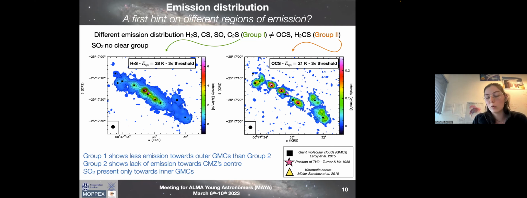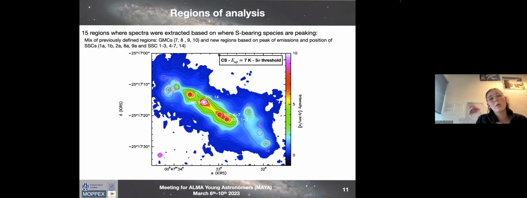So the next step is, of course, radiative transfer analysis. Very quickly, we selected the 15 regions along the CMZ based on the previously defined giant molecular clouds if the species is peaking at the right position, like the 10, 8, and 9. But we also selected new regions such as 2A, 1B, and 1A that are shifted from the previously defined giant molecular clouds to be able to capture where the emission is peaking.